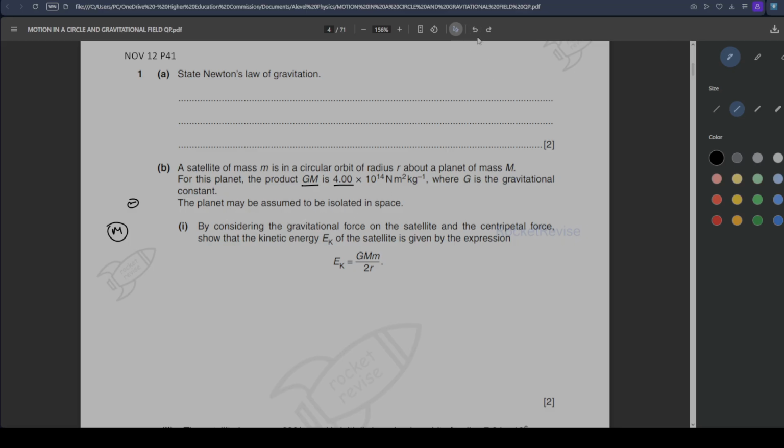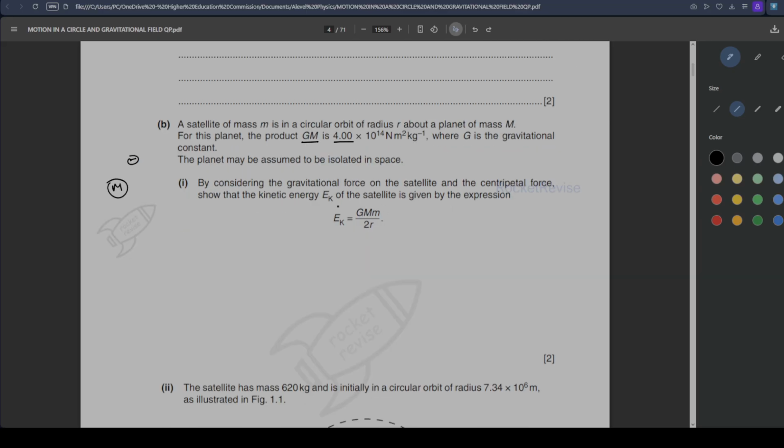ठीक है. Part 1. By considering the gravitational force on the planet and the centripetal force, show that the kinetic energy KE of the satellite is given by this expression. Achha, whenever you have questions like these where you need to prove something, आपने किसी formula को किसी और formula के साथ relate करना है, the first thing you need to do is you need to list the formulas, ठीक है, so that it's easy for you to visualize कि हो क्या रहा है.